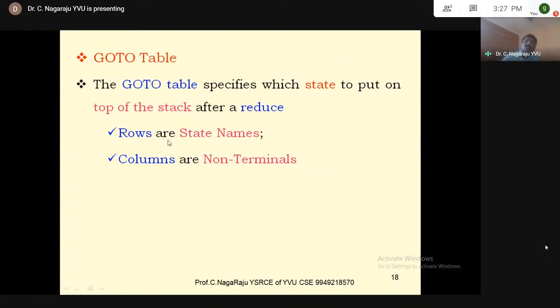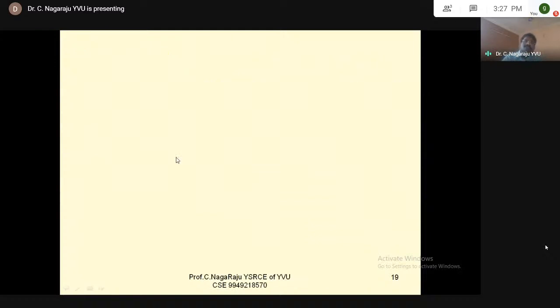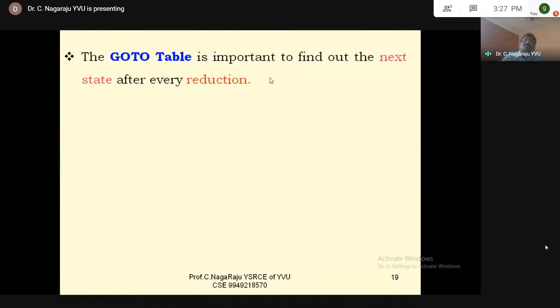So it contains the rows as state names, the same rows or state names. Columns are non-terminals, whereas in the action table the columns are terminal symbols. The rows are common, and in the goto table the columns are non-terminals. Non-terminals means capital E, capital A, capital S, like this. Terminals means all the small characters. The goto table is important to find the next state after every reduction.